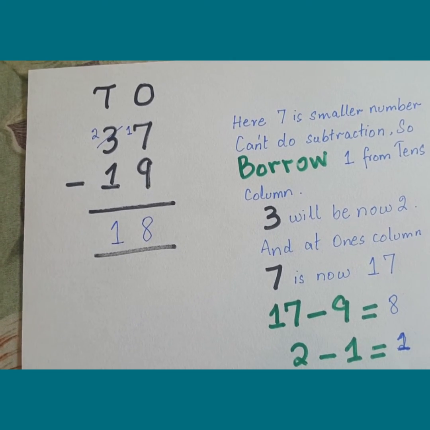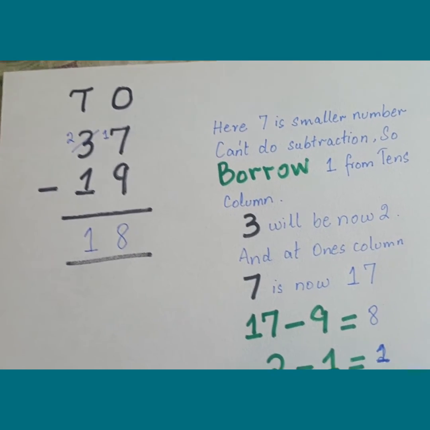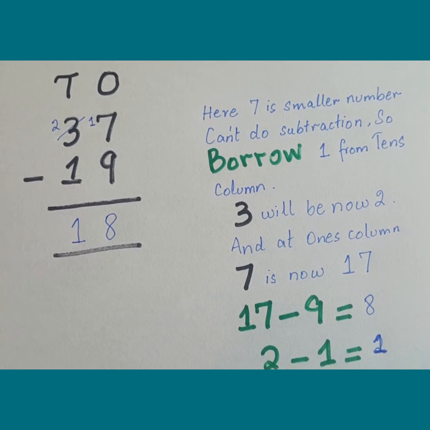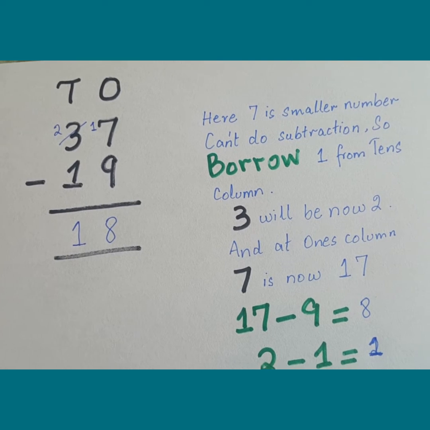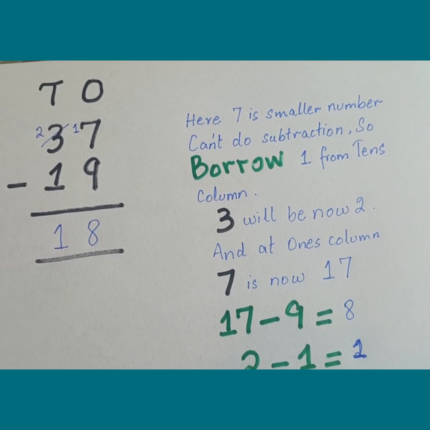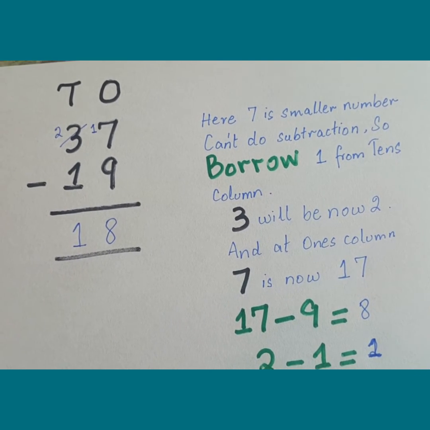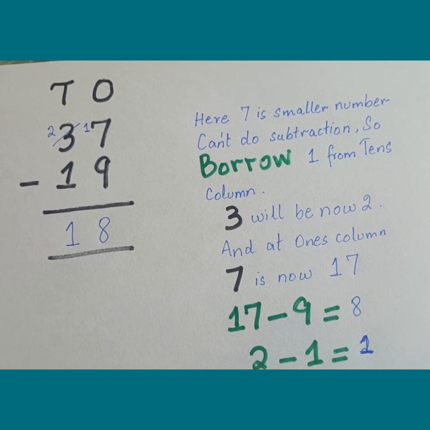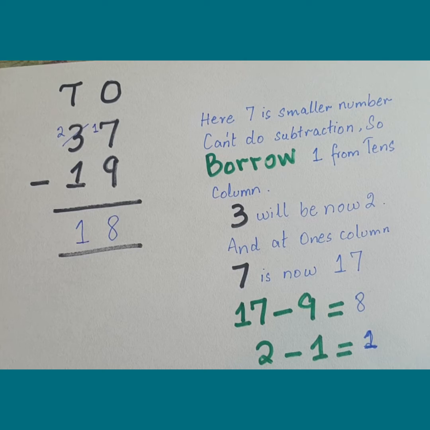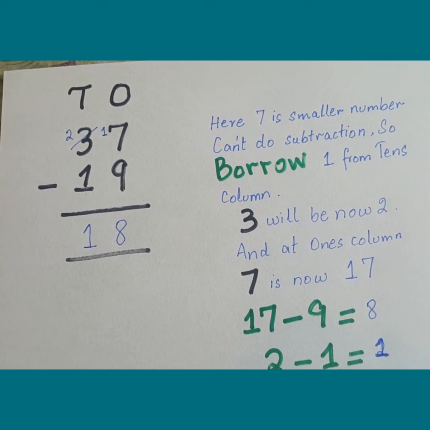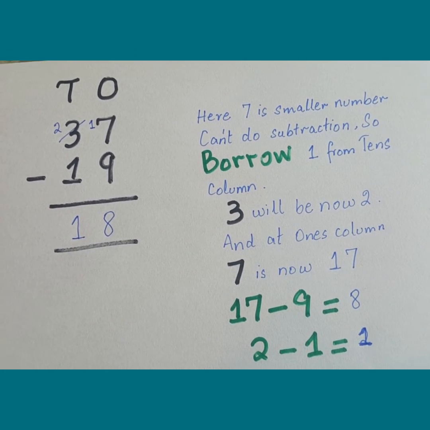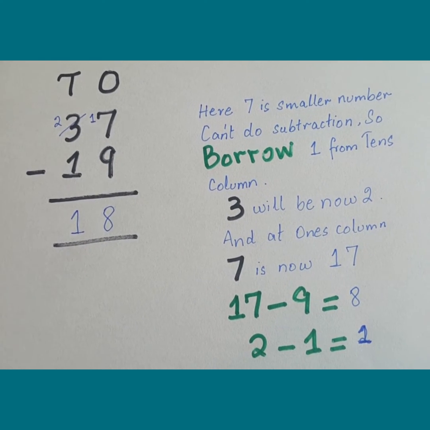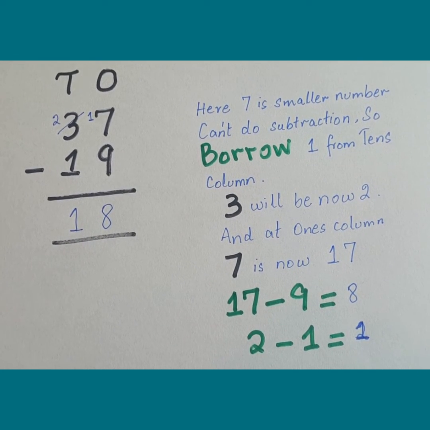First what we did, we checked that 7 is a smaller number, so we cannot do the subtraction. So what we did, we borrowed 1 from the tens column and we made 7 into 17. And in the tens column, the value is now 2. Now 17 minus 9 is 8 and 2 minus 1 is 1. So the answer is 18. We have to borrow in subtraction.